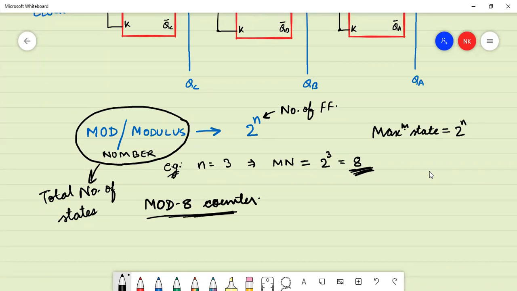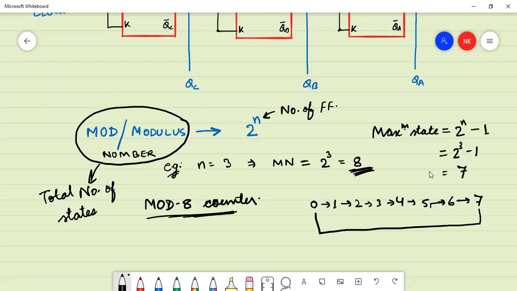2 to the power n minus 1. Here n is equal to 3, so we have 2 to the power 3 minus 1, that is 7. So if we have a mode 8 counter, then we have 8 states and the maximum counting will be up to 7. The counting will start from 0, then 1, 2, 3, 4, 5, 6, 7, and again it will come to 0.